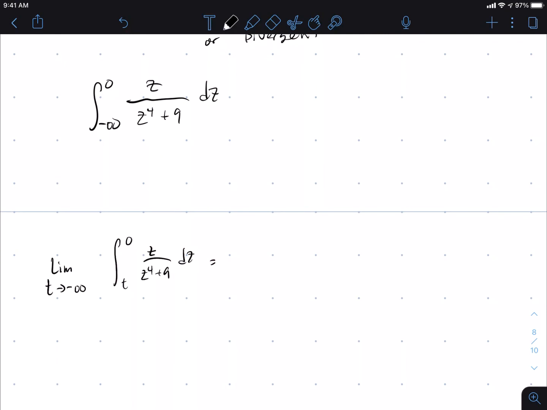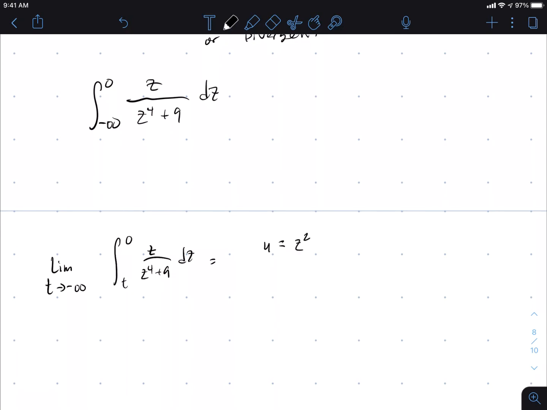All right, let me make my life easy. Let's say u was z squared. Didn't you say it was z to the fourth plus 9? Yes, z to the fourth plus 9 dz is what I said. Okay. So I'm going to do it this way just so you guys can see something. My du is going to be 2z dz, right? So 1/2 du is z dz.